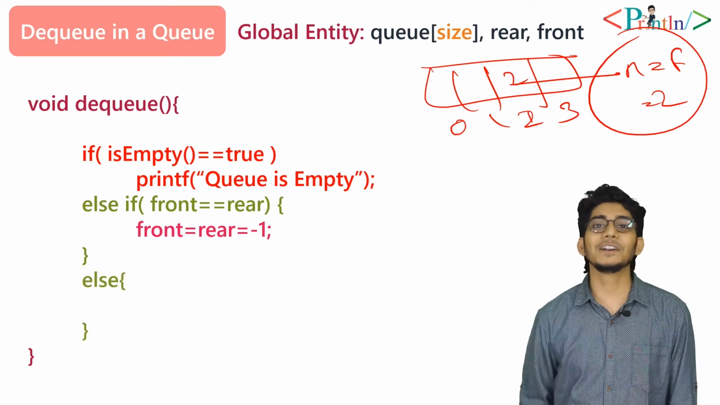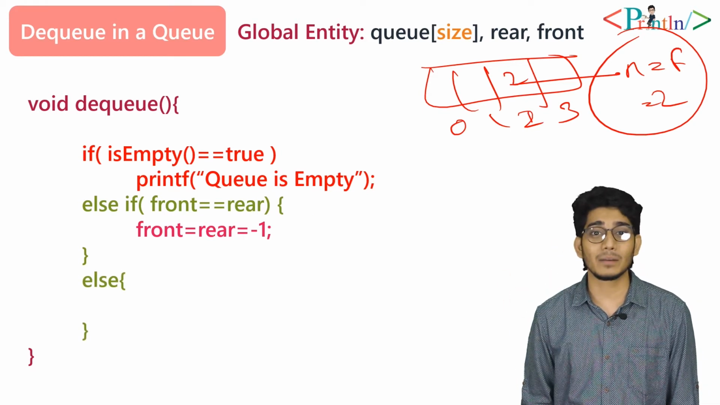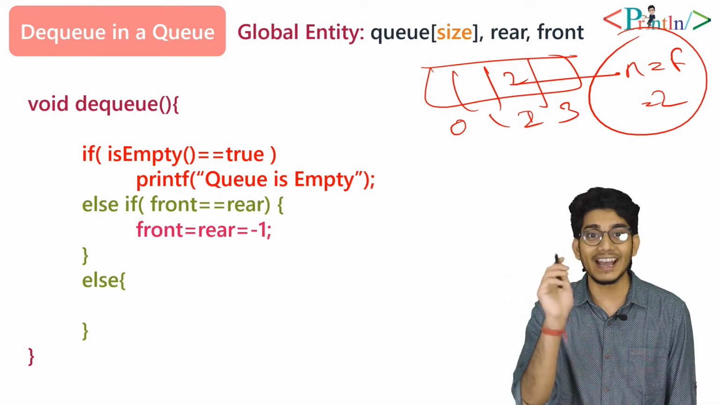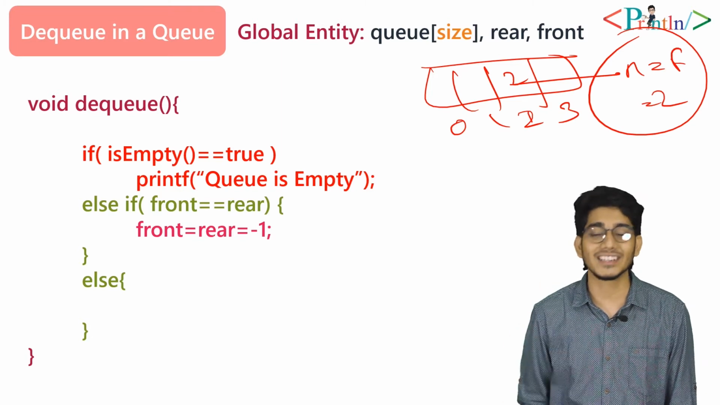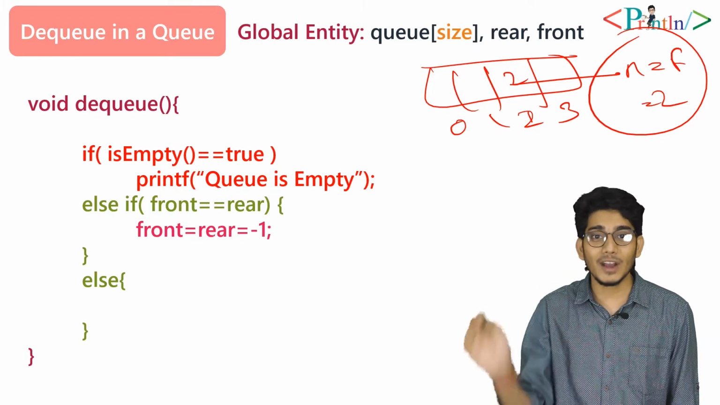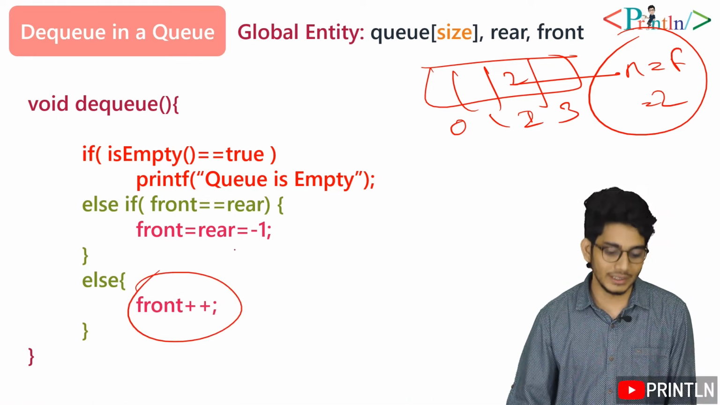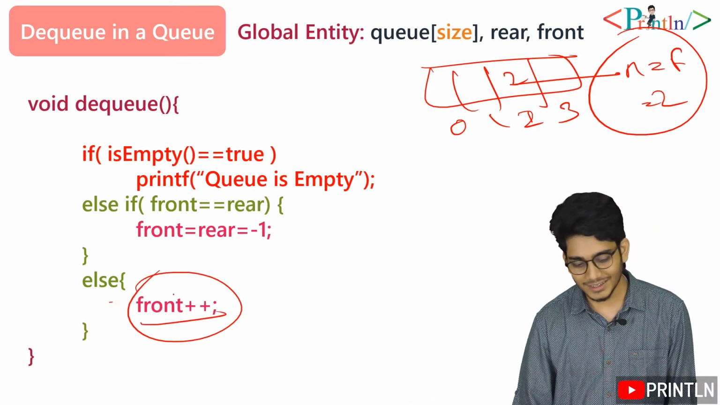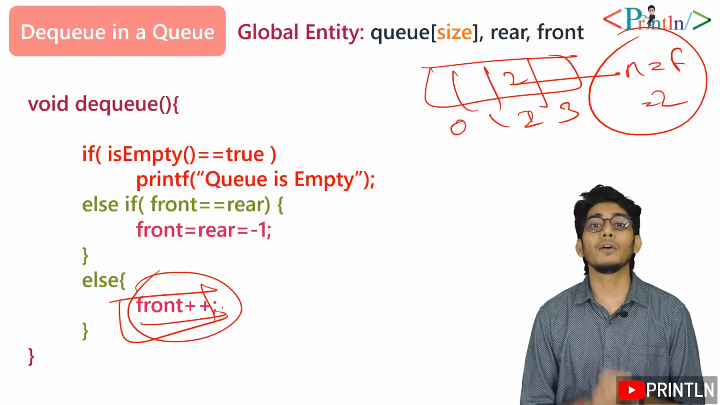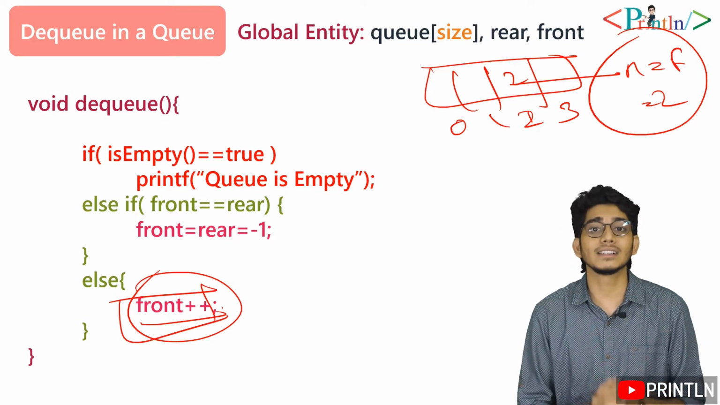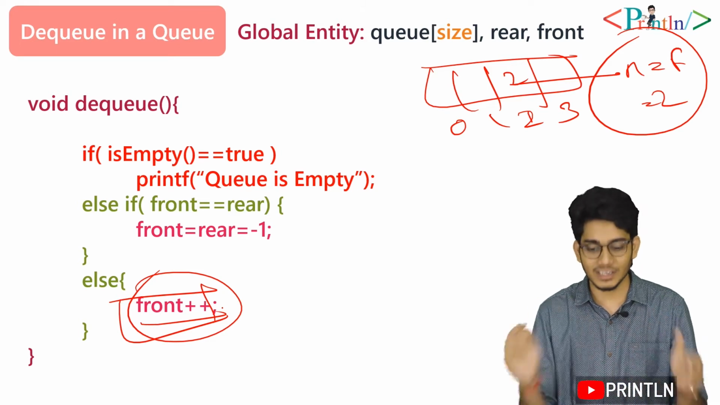Else, what we'll do? Just pause this video and write in the comment section what will be the else condition. So I hope you have written the comment. Else we'll just increment the front, front plus plus. So this is how we can perform the dequeue operation in queue.